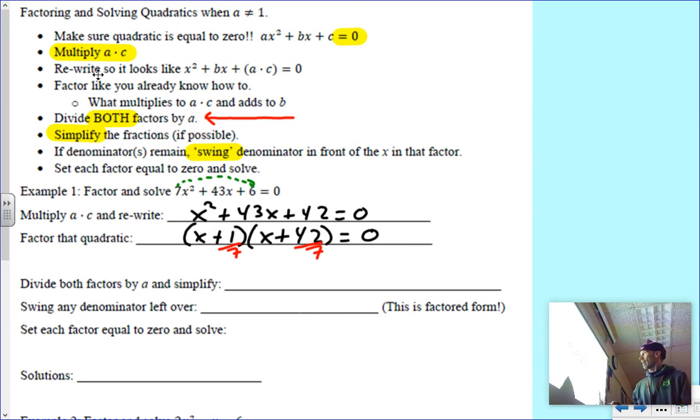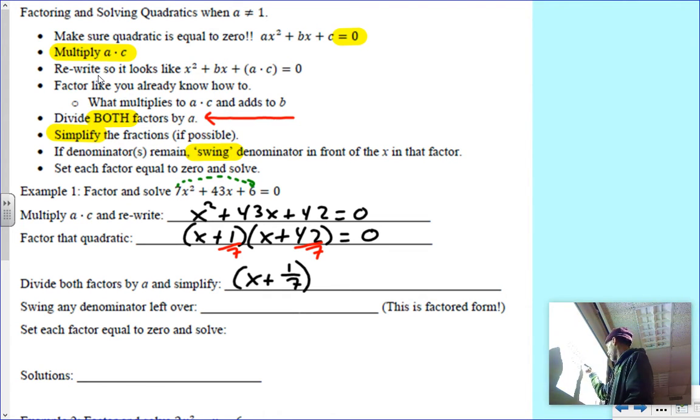And then look at the next step. Simplify, if the fractions can be simplified, do that first. Obviously, my first fraction, 1/7, I can't do anything with, so I'm going to leave it alone. And then my second factor, 42 divided by 7 is just 6. So I can say that is just x plus 6.